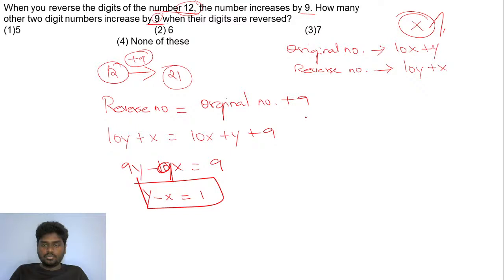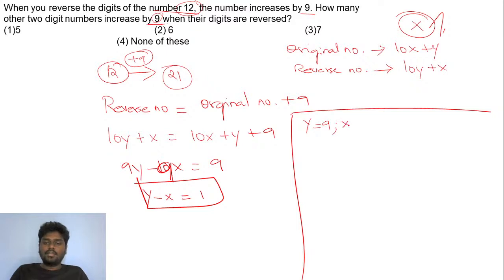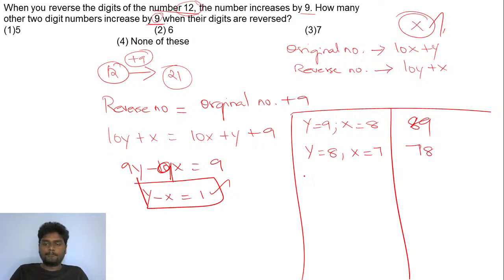If I take y is equal to 9, then the value of x has to be 8 so that you get 1. You need to balance this equation. The maximum value for y will be 9, x will be 8, so that 9 minus 8 will be 1. So the actual number will be 89. In the same way, if you put y is equal to 8, then x will be 7, and the number will be 78.